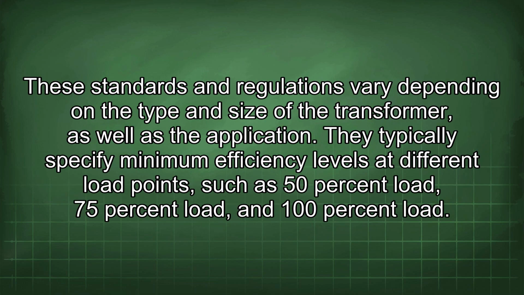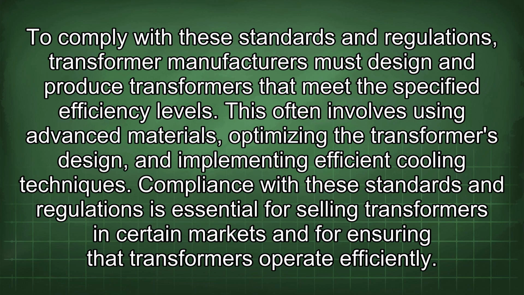These standards and regulations vary depending on the type and size of the transformer, as well as the application. They typically specify minimum efficiency levels at different load points, such as 50% load, 75% load, and 100% load. To comply with these standards and regulations, transformer manufacturers must design and produce transformers that meet the specified efficiency levels. This often involves using advanced materials, optimizing the transformer's design, and implementing efficient cooling techniques.